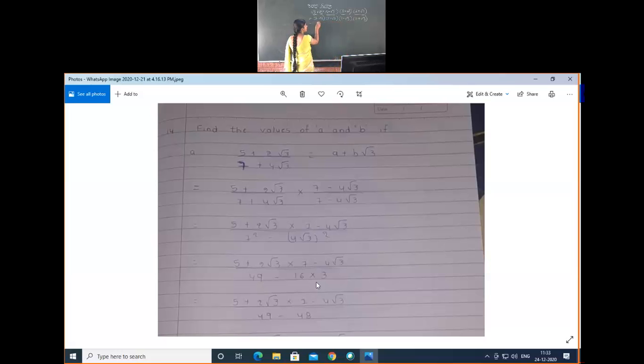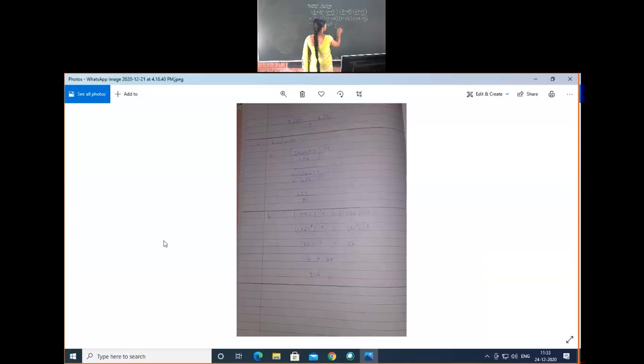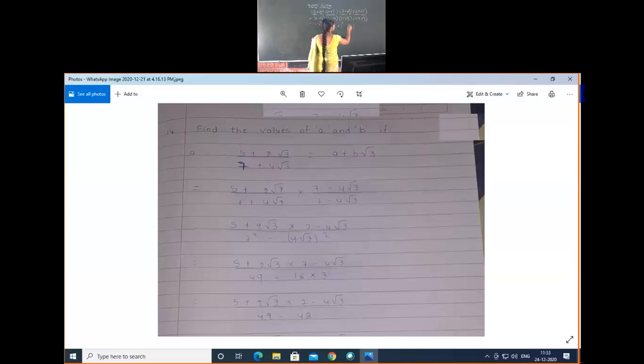a square minus b square, that is 3 square minus root 2 whole square. What next? There also we will get 2 square minus root 3 whole square. What answer will we get actually? Is there any sign between these? Let us see.